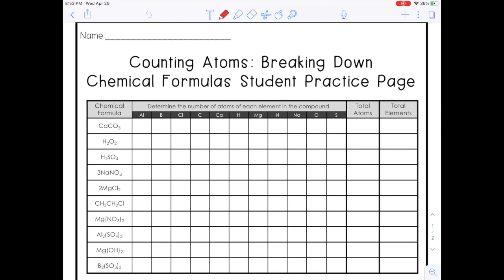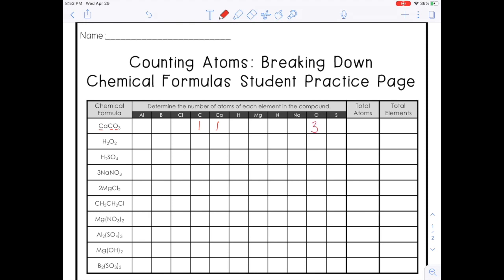All right, my first formula that I have is CaCO3. I'm going to look for my capital letters. So Ca, I have no subscript on that one, so I just have 1. C, I have no subscript, so I just have 1. And O, I have a subscript of 3.